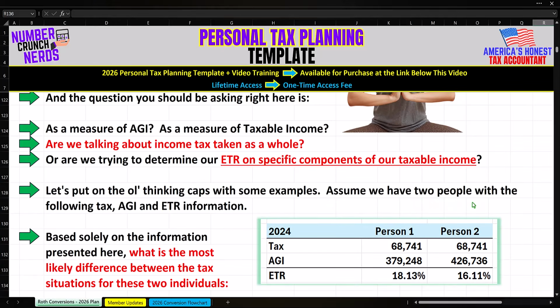Assume we have two people with the following tax, AGI, and ETR information. Right over here, we have person 1. They are reporting $68,741 of tax for the year. They have AGI of $379,248, and their effective tax rate based on that measure of AGI is 18.13%.